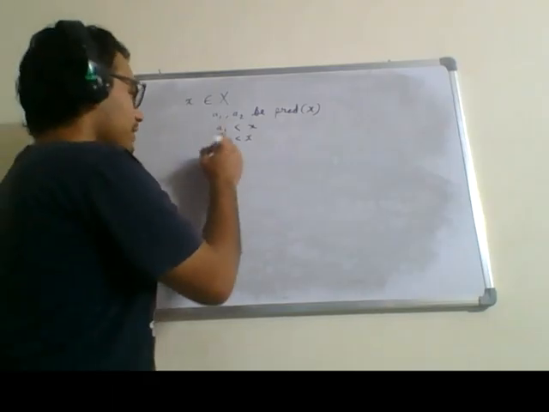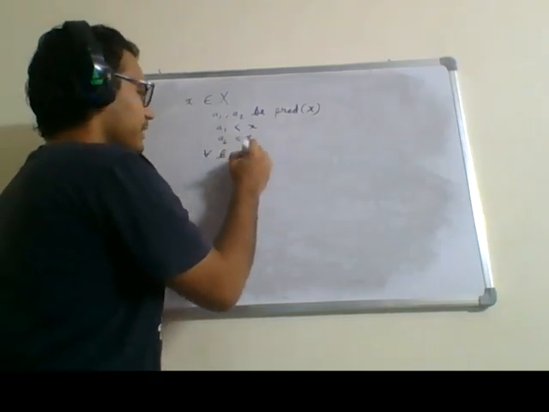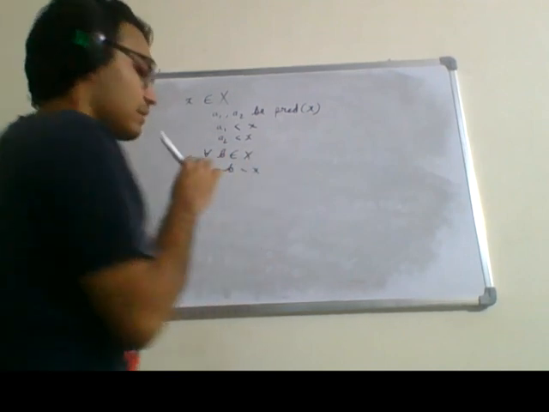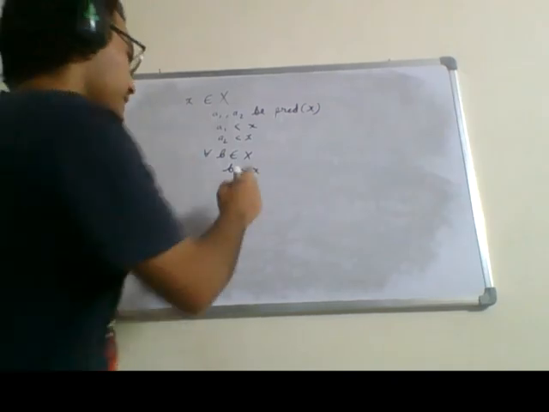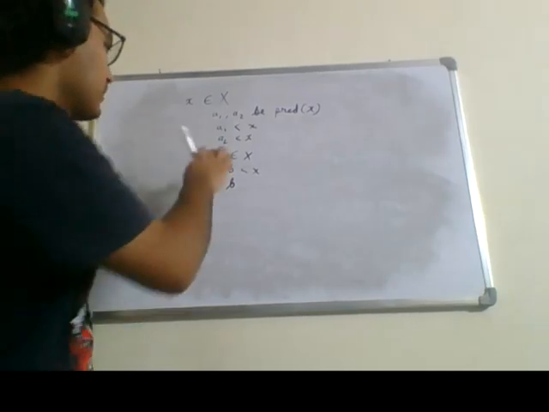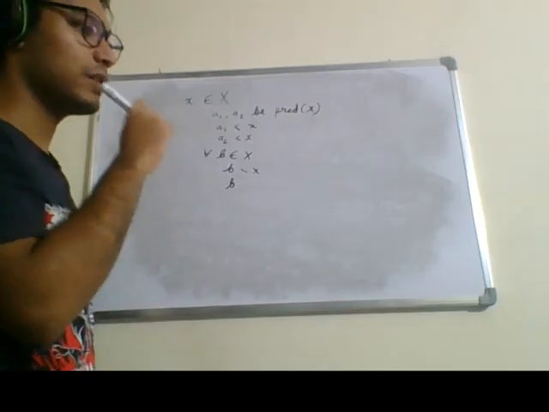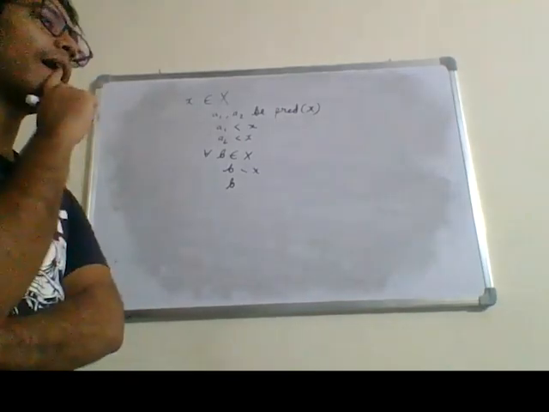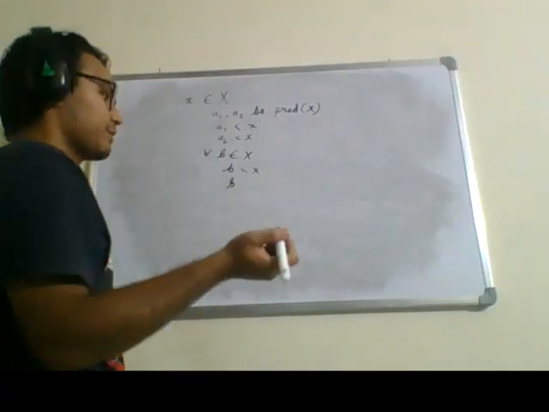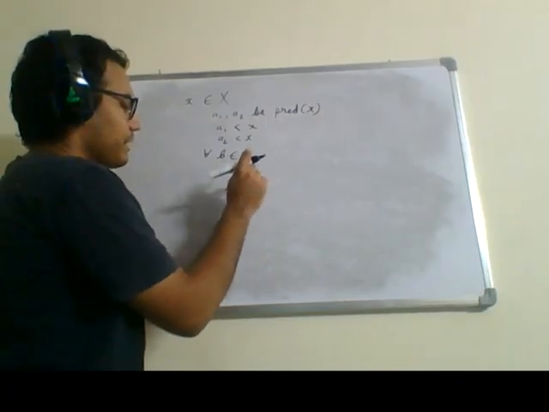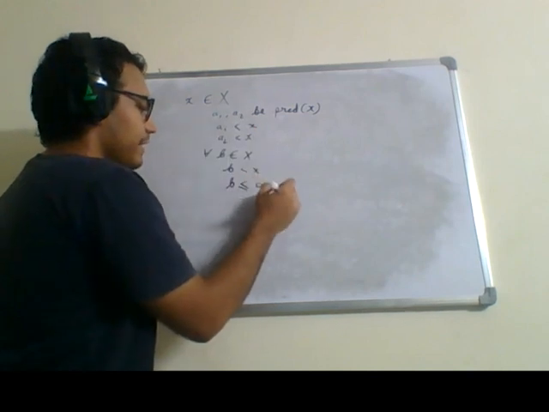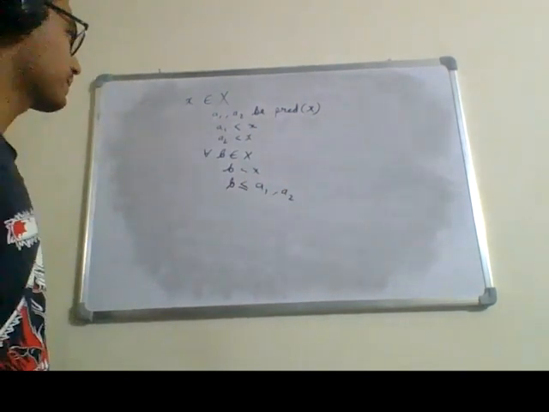And for all b belonging to X such that b is less than x, it's immediate, right? How am I able to use that? I'll use the definition first, and then I'll show why I could use it from the definition that the book gave. So b is going to be less than or equal to A1 and A2, both.